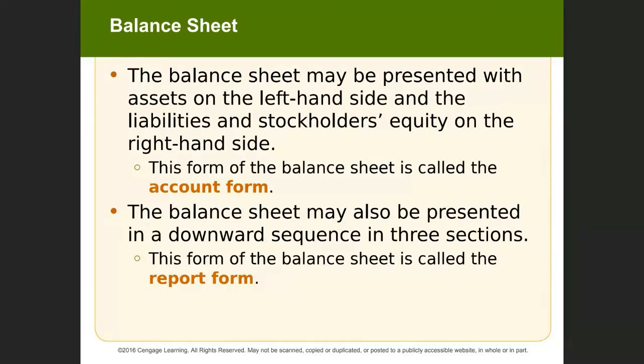The balance sheet can also be presented as a downward sequence in 3 sections. This is where we list out our assets and then our liabilities and then our equity, just straight up and down, top to bottom. We don't separate it from left-hand side to right-hand side. And this form of balance sheet is called the report form.